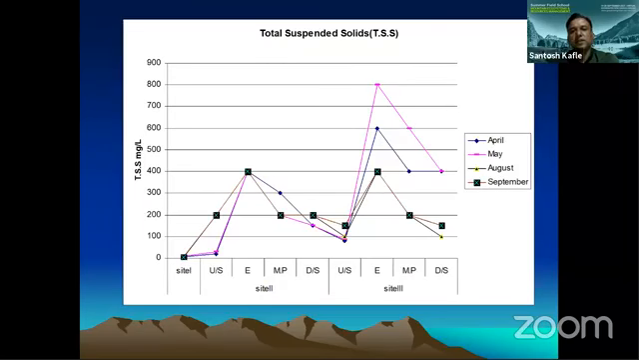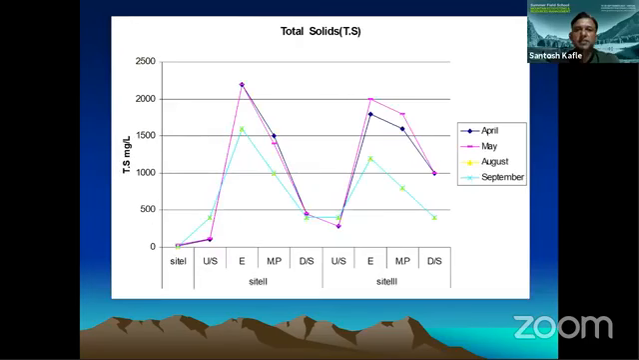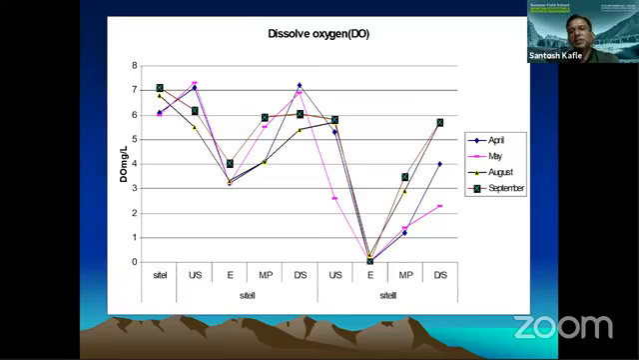So similar is the case with the total suspended solids. We can see that in both the influence samples from the beverage industry and the carpet dyeing industry, the total suspended solid content was found higher. Similarly is the case with the total dissolved solids and the total solids. So this is the picture of the dissolved oxygen content.